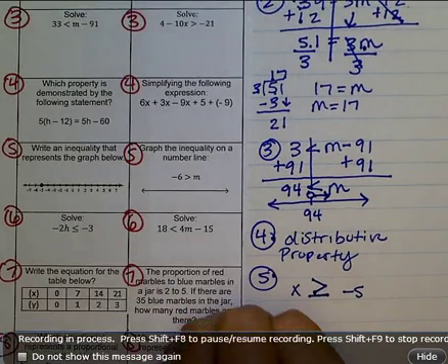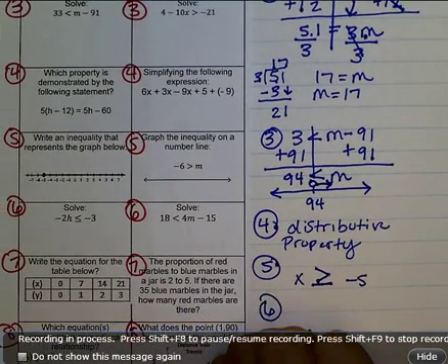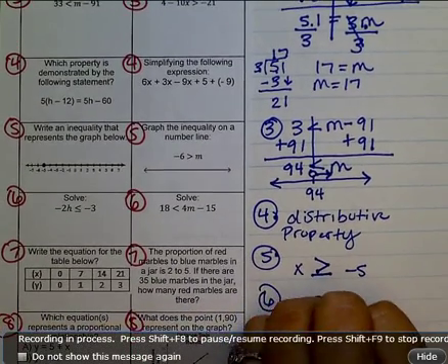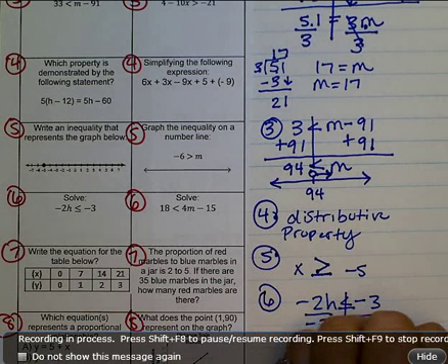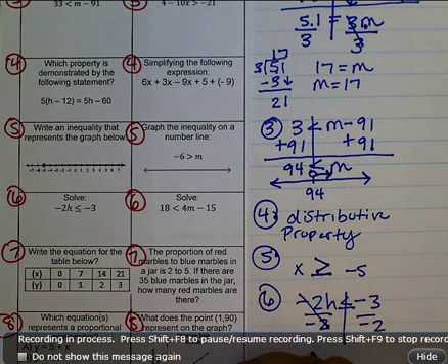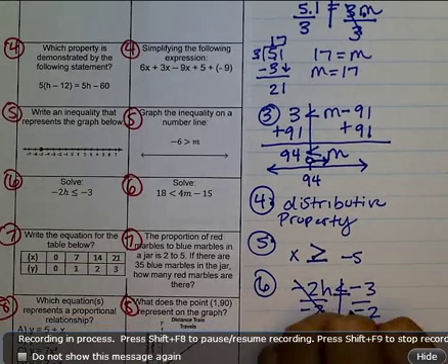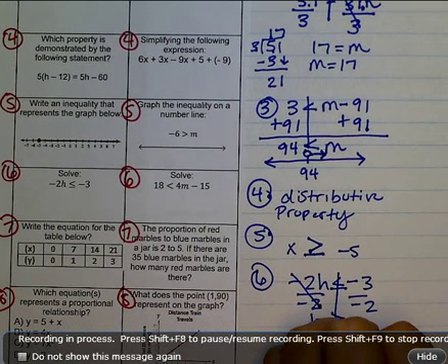Number 6 says solve negative 2h is less than or equal to negative 3. So again, a line down the inequality. We're going to divide by negative 2. Negative 2 divided by negative 2 equals 1, so that goes away, and we're left with h. And now since we divided by a negative right here, we're going to have to switch our inequality sign. So now we simplify negative 3 divided by negative 2. That becomes positive 3 over 2.